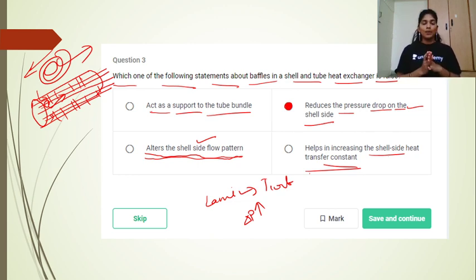So based on the optimizable quantity, you should design how many baffles are to be used and the distance to be maintained between the baffles. Okay, so option B. If an option says it increases the pressure drop on the shell side, then that statement will be correct. So yeah, I guess I'm clear.